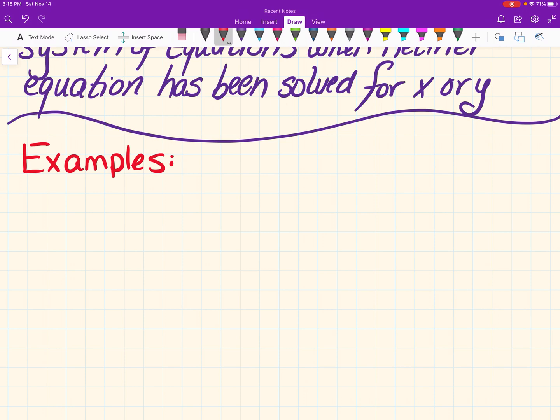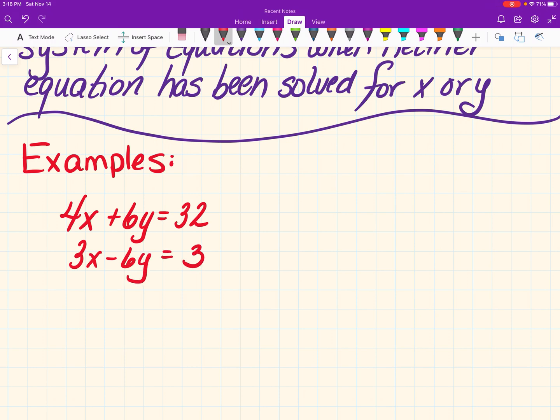Okay, so we have 4x plus 6y equals 32, and 3x minus 6y equals 3. Again, if we were to graph these two equations, at what point would they cross? We could solve for y and graph them and hope they're whole numbers. We could solve for y and substitute in, or we could try to eliminate.